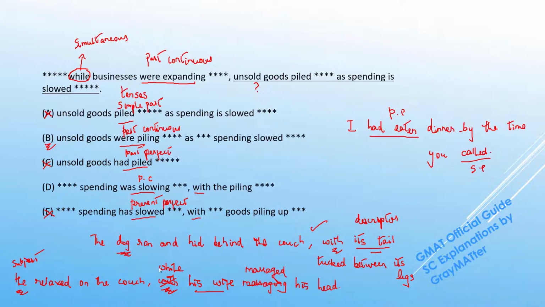So if we take this example back into answer choices D and E, we can see that the with construction has with the piling of unsold goods or with unsold goods piling up. So you see, these particular constructions are not providing any descriptors for the nouns in the previous clause. Consumer spending is a completely different entity and the piling of consumer goods is a completely different entity, as is the goods in answer choice E. So D can be eliminated. So the right answer choice is B for Bravo.